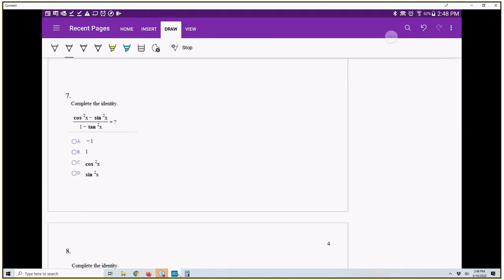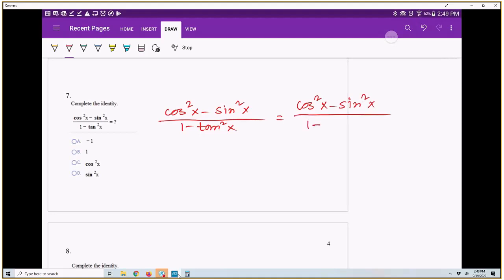Number 7, it just asks you to find the value of the identity. So start with cosine squared x minus sine squared x over 1 minus tangent squared x. Now remember, the cosine squared x minus sine squared x, I can keep it that way, whereas the tangent squared, I can change it to sine squared over cosine squared. So 1 minus sine squared x over cosine squared x. Find the common denominator by multiplying cosine squared x on top and bottom of 1, which is 1 over 1 by the way.